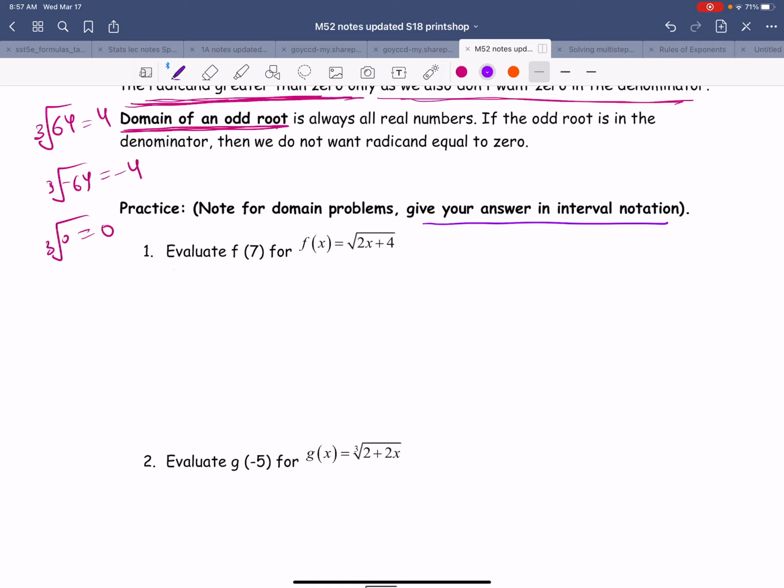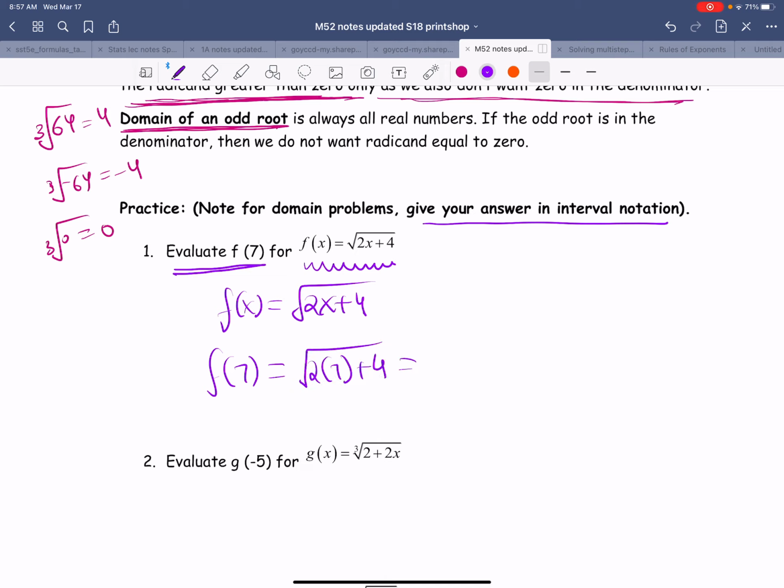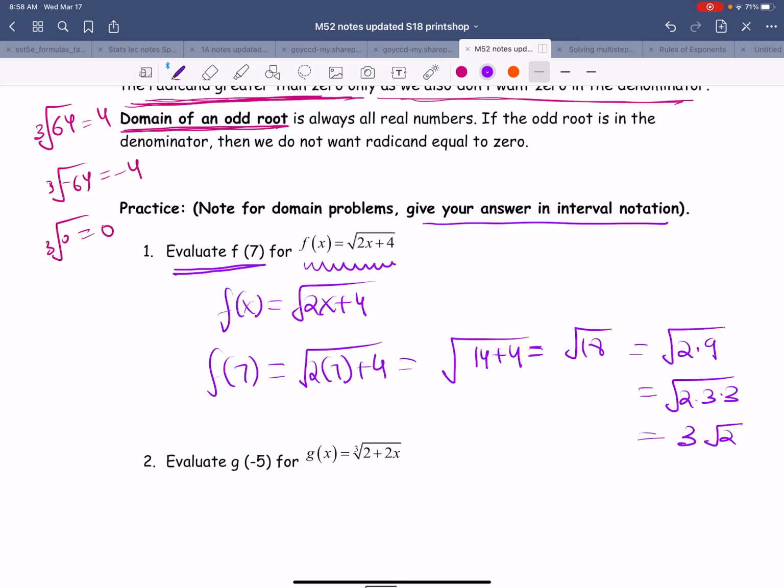So here's the first problem. Evaluate f of 7 when we are given f of x equal to this. That means we are given f of x is square root of 2x plus 4. F of 7 means we are going to replace the x by 7, square root of 14 plus 4, which is square root of 18. Further, we can write it as 2 times 9. If we've seen how to simplify the square root, 2 times 3, we can pull the 3 out because we have a pair of 3's inside, and it would be equal to 3 root 2.